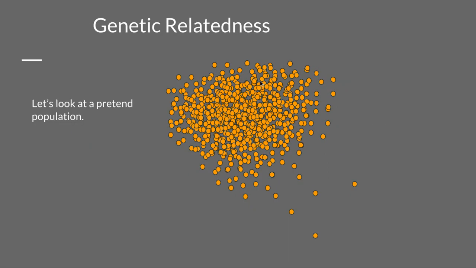Okay, so let's look at a pretend population. And this pretend population is meant to be a graphical representation of the PCOA graphs that UC Davis gives us. This, in reality, should be a 3D model that you could rotate and spin around and see how the dogs are related to each other in terms of their genetics.